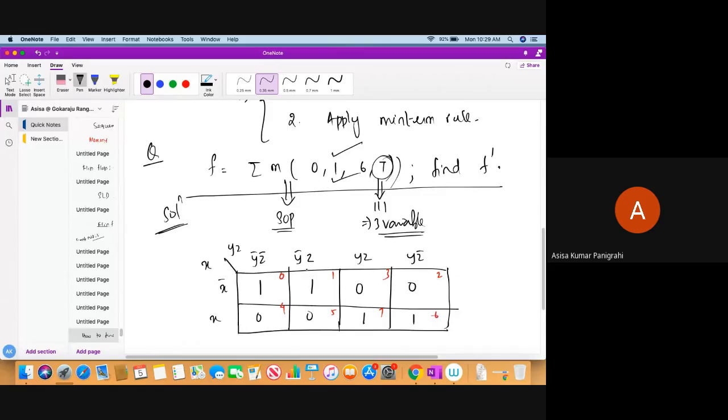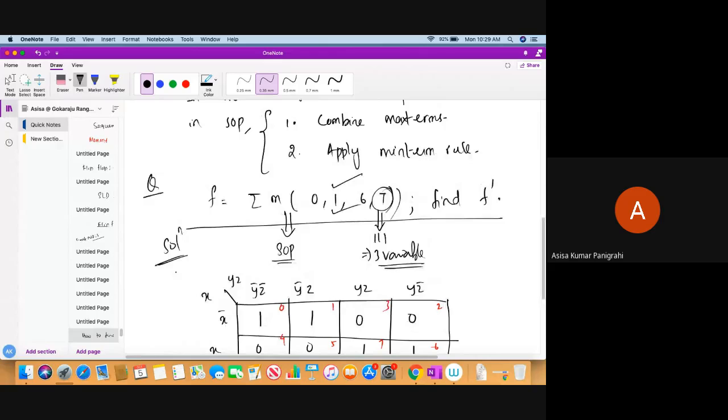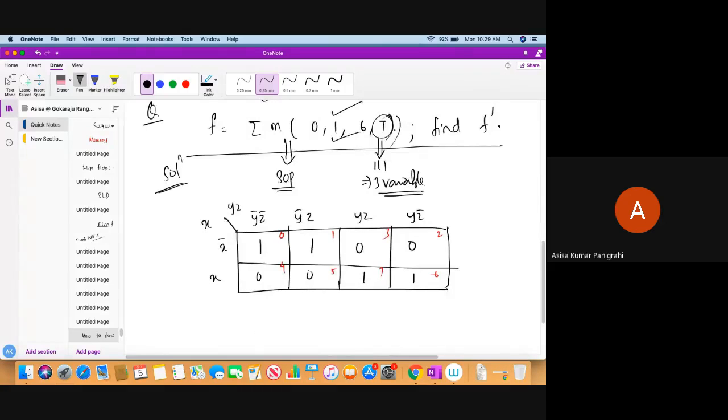Now what is my rule telling, in order to find the complement of a function? Combine the max terms. Now tell me, in an SOP function, what is a max term? Max term is 0. So zeros are my max terms. It is telling us not to combine ones or min terms, you just combine the max terms. In order to combine the max terms, using the same K-map rules, you have to combine adjacent max terms in groups of 1, 2, 4, 8, 16, 32, like this.